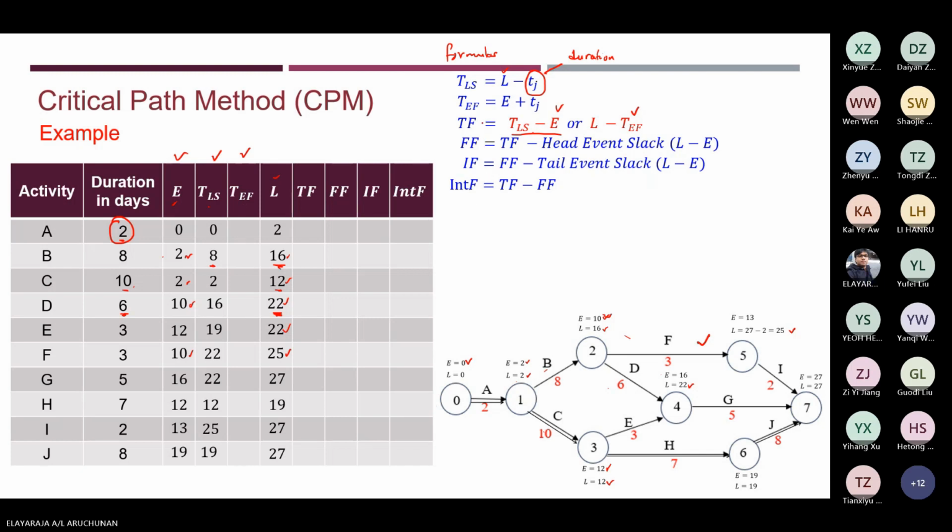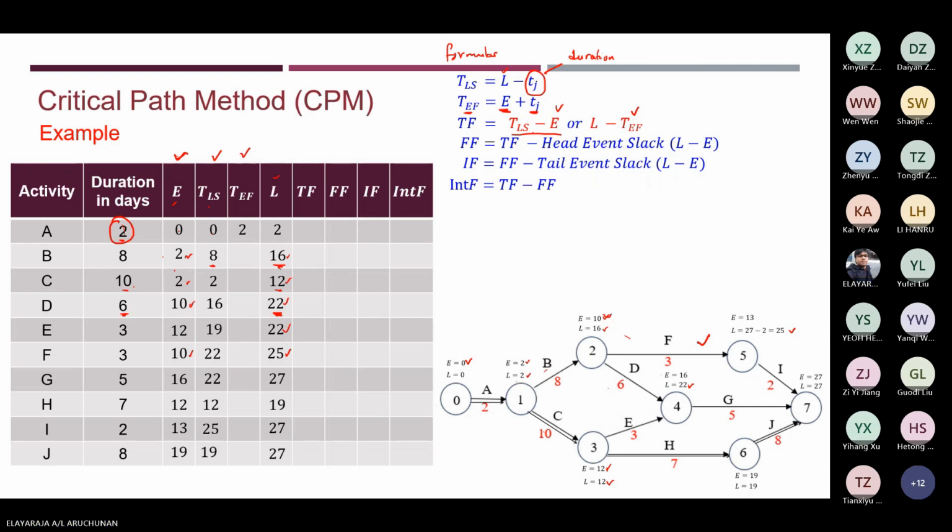EF. You need to add, sorry, you need to look at this. The earliest starting time with the duration. So you need to add the duration time. So 0, the earliest starting time plus duration in the day, so you get a 2. Okay, you get a 2.